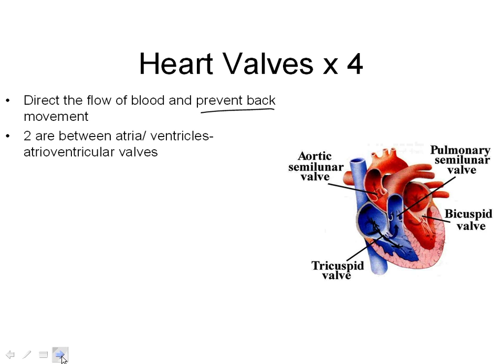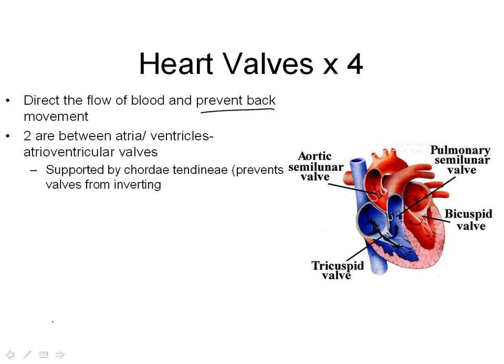There's 4 altogether. We have 2 that are between the atria and the ventricles, and we call these atrioventricular valves. And they're supported by this stuff called chordae tendineae. What it does is it prevents these valves from flipping right out. So this is it right here. It's this connective tissue that's going to hold those valves and prevent them from inverting.